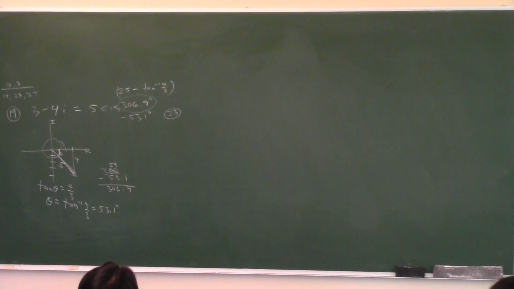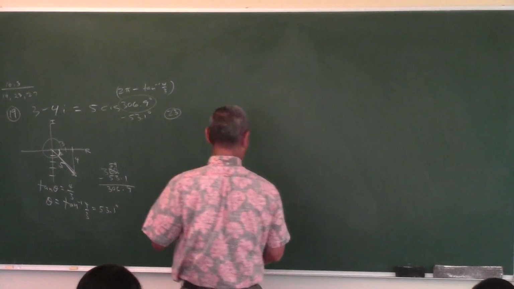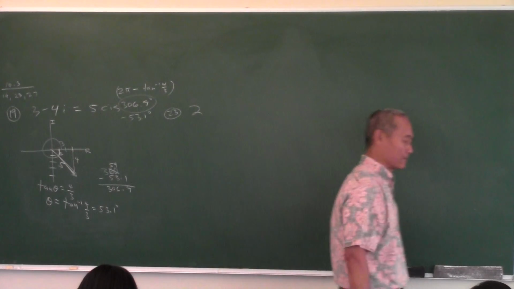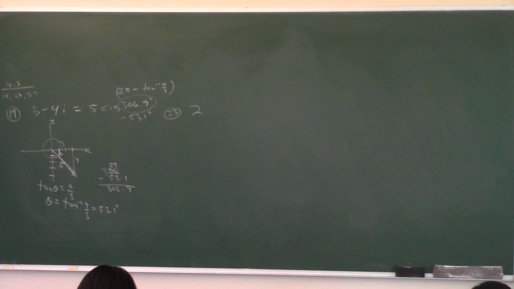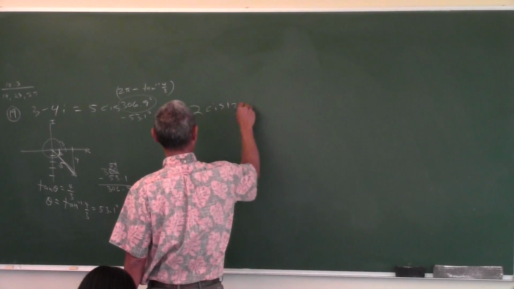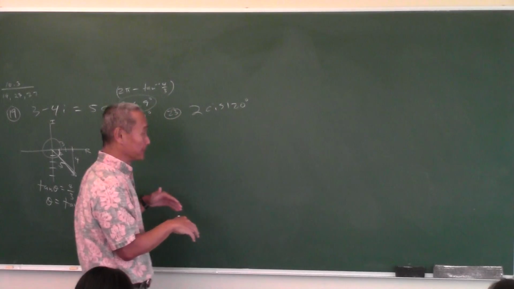Okay, next problem is 23. Write each complex number in rectangular form. See, now the way the book writes it, the book is not doing it the good way. The book is doing it the baby way. Now the way I'm going to give it to you on the quiz or test, it's going to be like this: 2 kiss 120 degrees. They want you to change this into standard form.